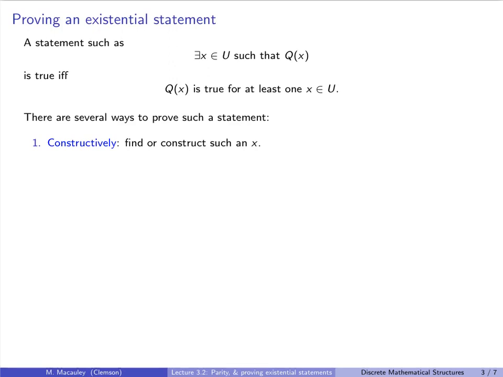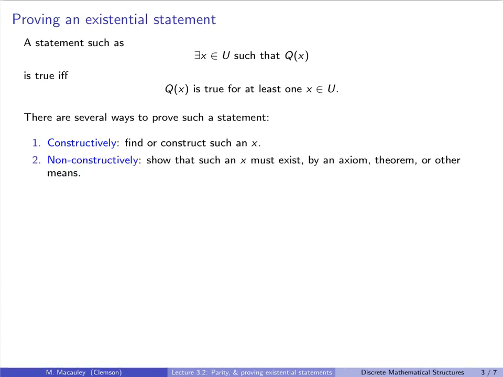There are several ways to prove such a statement. First of all, constructively, you can find or construct such an x. Non-constructively, sometimes we can show that such an x must exist, either by an axiom, theorem, or other means, even though we can't tell you exactly what that x is, other than there just has to be one. And finally, indirectly, we can do it by contrapositive or contradiction. So I will give you examples of all of these.